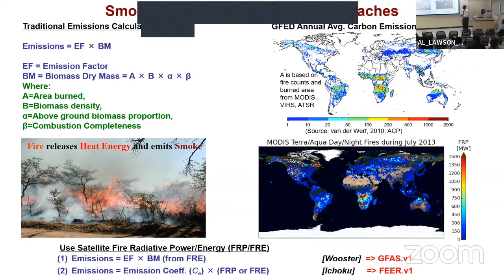The other approach is to use this directly and then derive the emission coefficient, which relates the emission of the different constituents from smoke, and just multiply by the fire radiative power to get the rate of emission, or integrate that over time, and that becomes the fire radiative energy. So we multiply by the emission coefficient, and then we're able to get the total emissions. These two methods have led to the development of two global fire emissions products, which we're going to be looking at comparing.